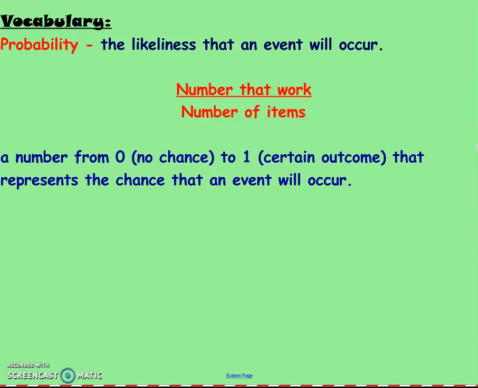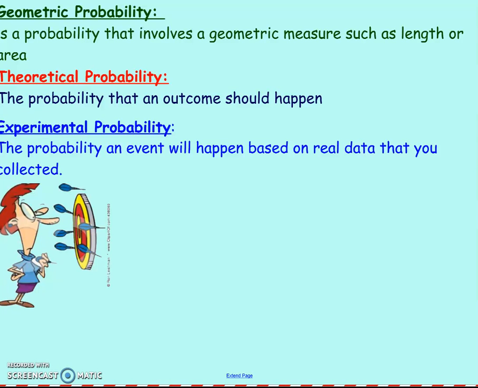So probability is simply how likely it is that an event will occur. So the number that work compared to the total number of items. If it's never going to happen, our probability is going to be 0. If it's definitely going to happen, we have a probability of 1. So 1 is the biggest we could have, or 100%. Geometric probabilities are just the probability that involves a geometric measure, such as length or area.